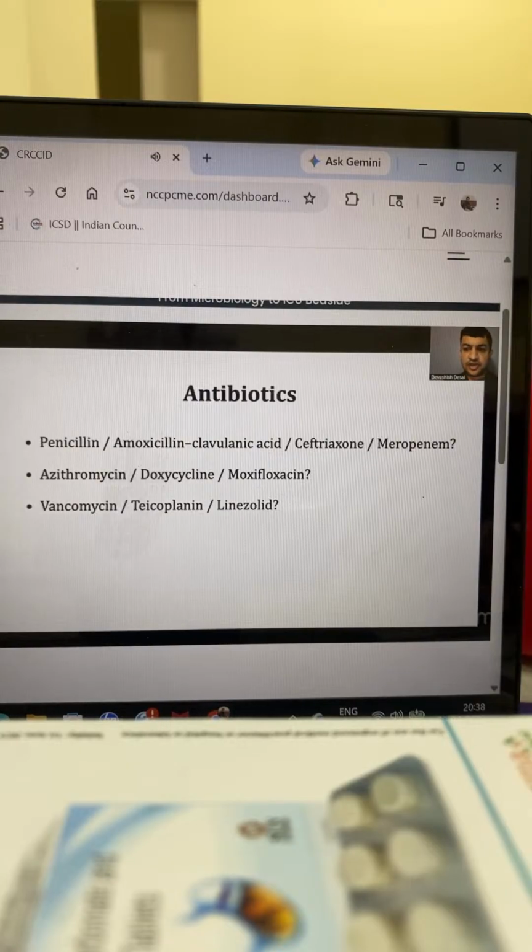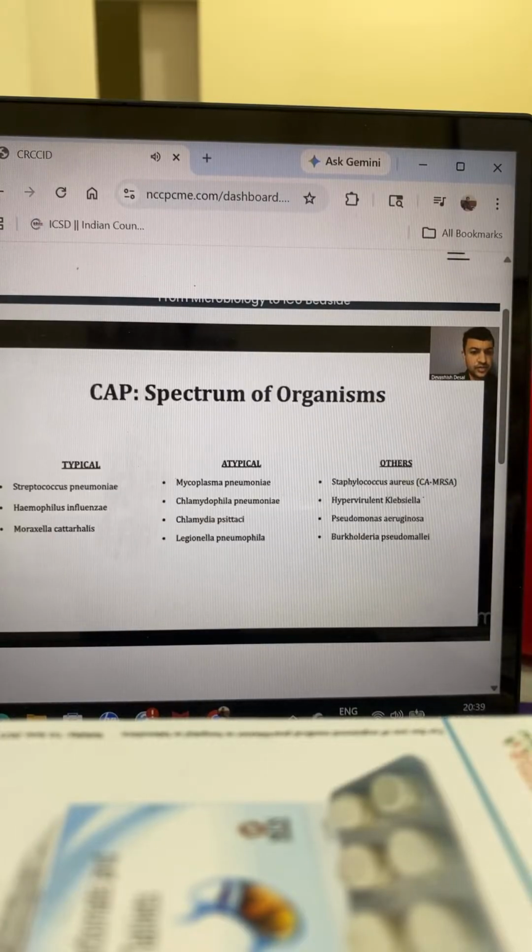Penicillin, amoxiclav, ceftriaxone, meropenem. Should it be a beta-lactam? Should it be a macrolide or doxycycline? Or should it be a quinolone? Or do we want to give vancomycin because the patient is sick, right? So not everything is random; there has to be some logic to this. So let's go back to our list of organisms, right?